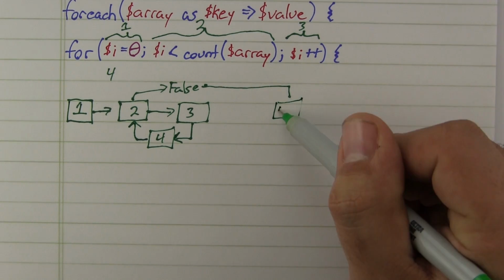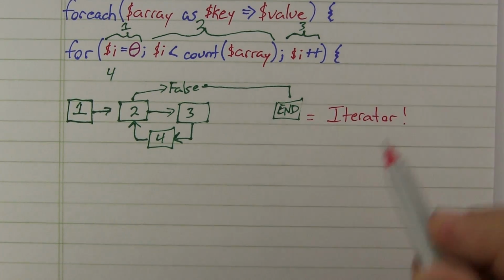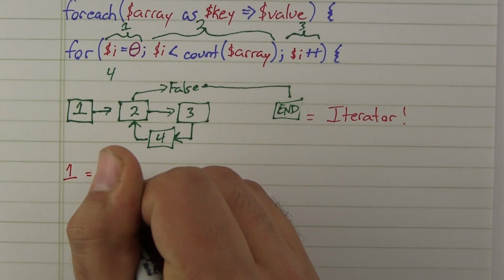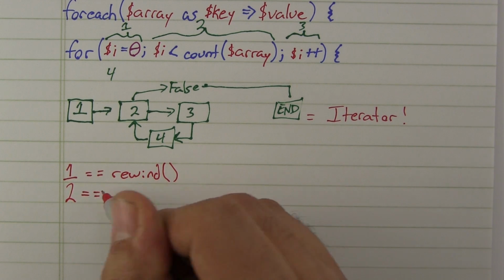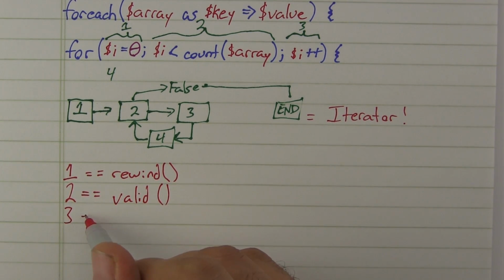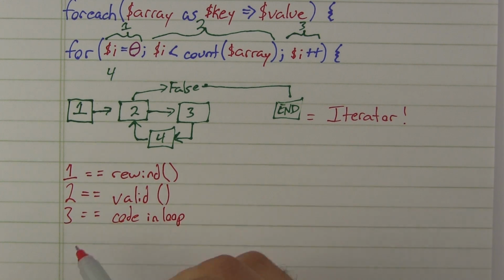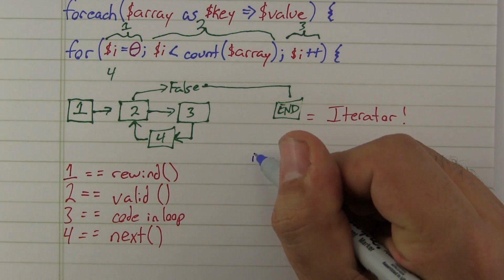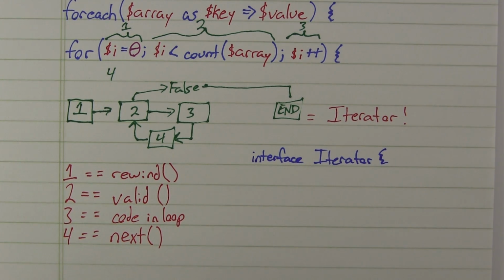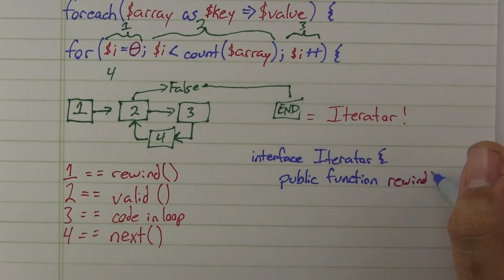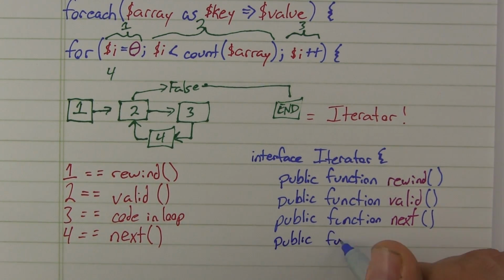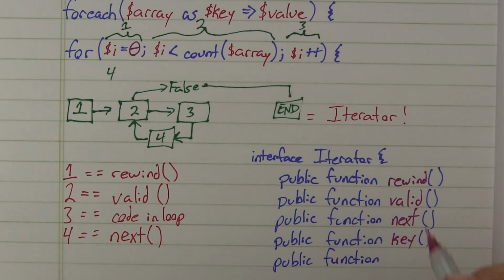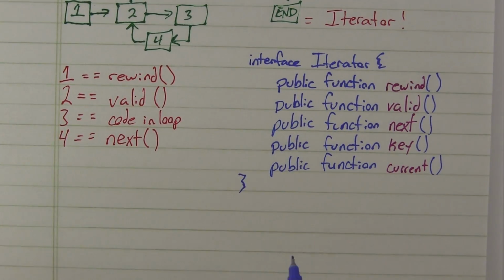An iterator is just an abstraction of this for loop. We have a rewind method, which is basically the same as setting I to 0. We have a valid method, which is the same as checking if I is less than the length of the array. We have a next method, which is the same as incrementing I. And finally, we have two functions useful in the body of the loop: the key method, which translates to I, and the current method, which gets the value of the array at the current position. So our for loop can be rewritten as a for loop with iterators.